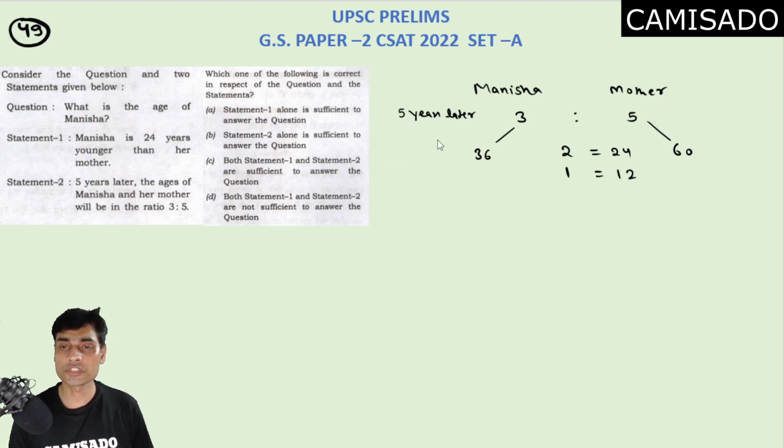But it is the situation 5 years later. So the current ages: 36 minus 5, that is 31 years for Manisha. This is your answer. So is statement 1 alone sufficient? No. Is statement 2 alone sufficient? This is also no. But when the combination of statement 1 and statement 2 is there, we will get the answer. So C is the correct combination.